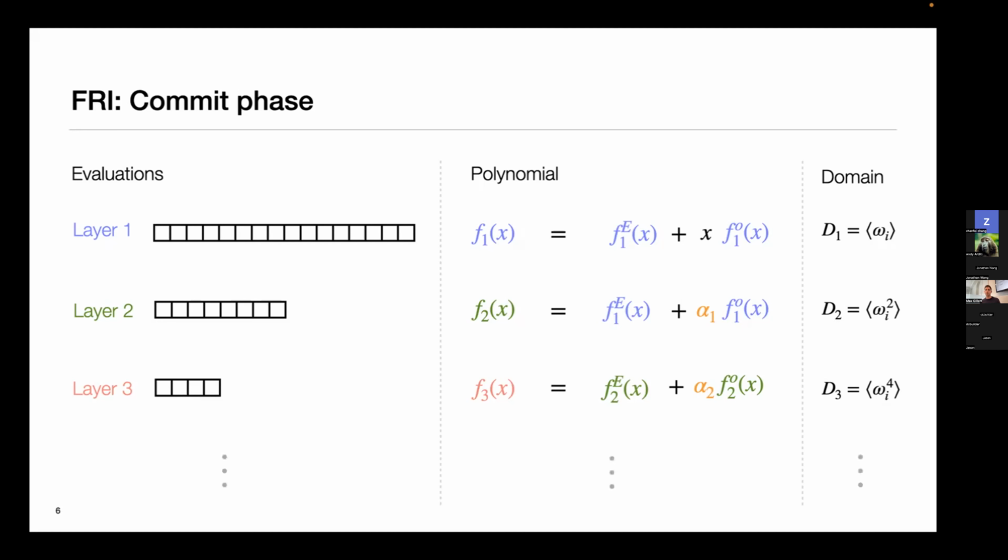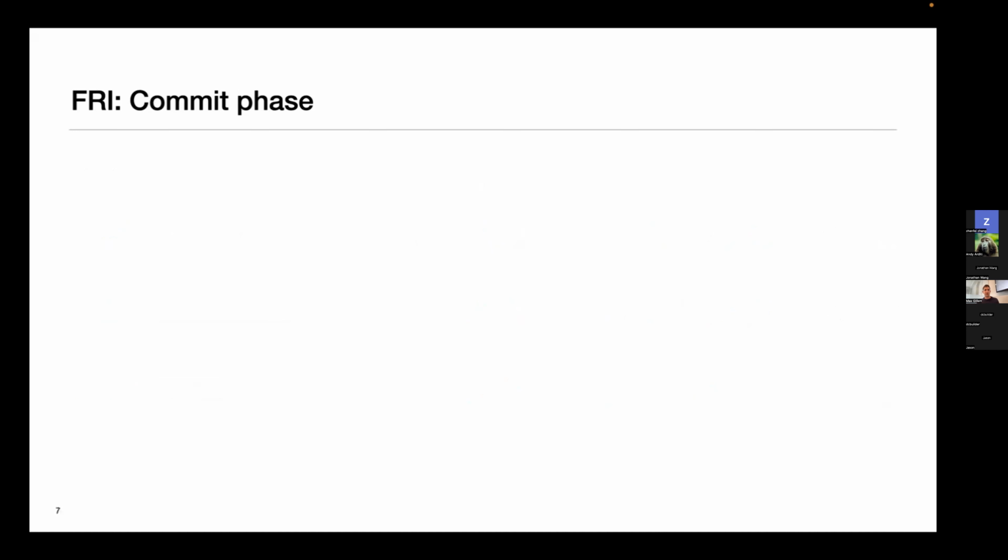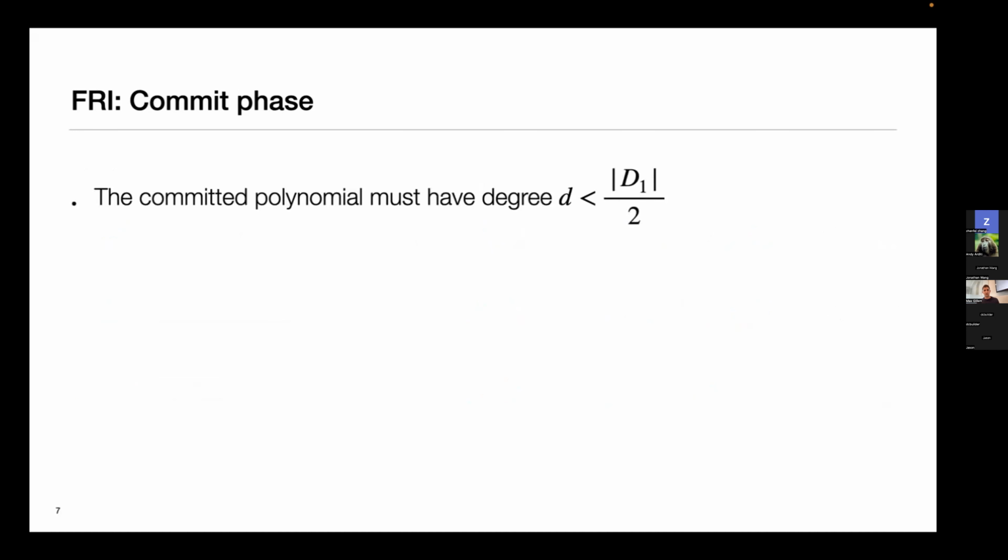We can continue this process until we get down to just a single evaluation, or we can stop at an earlier layer if we want. So just some notes about that. The committed polynomial, the statement we're making is that it has half the degree. It's at least smaller than half the degree of the initial evaluation domain.